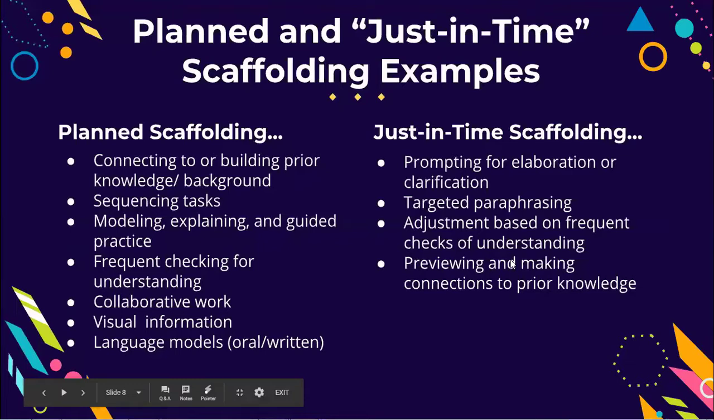Some examples of just-in-time scaffolding would be: you reply to a student by giving them another prompt for elaboration, so that you can get a clarification of what they understand. That would be, did I understand you to say, or did you mean, or could you please restate that? This also includes targeted paraphrasing, and another opportunity for a teacher to model the correct response or the correct form of a response, adjusting based on those frequent checks of understanding.